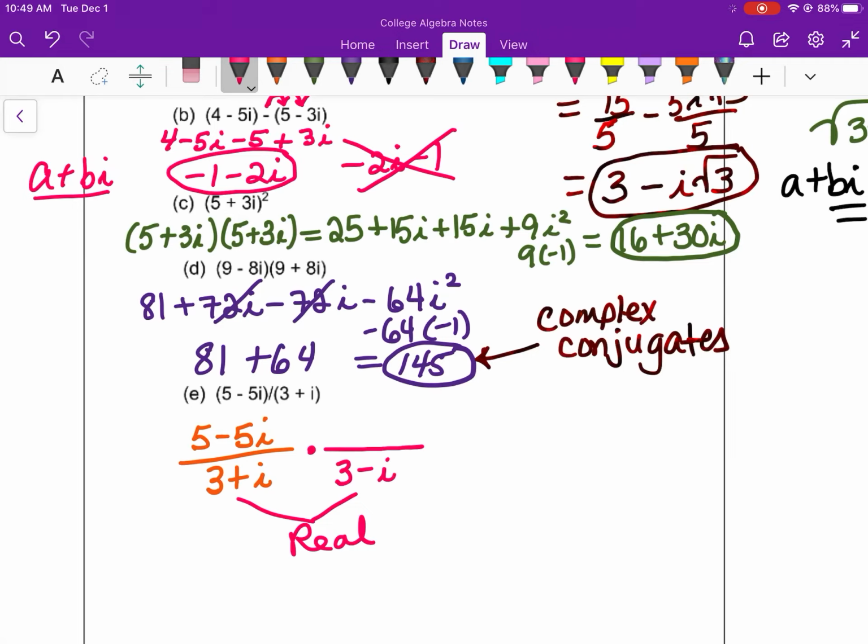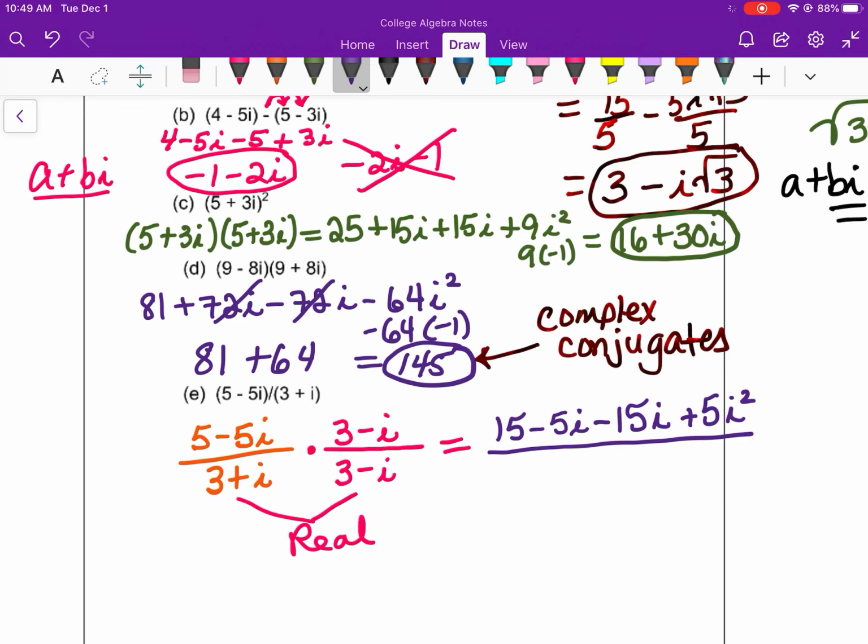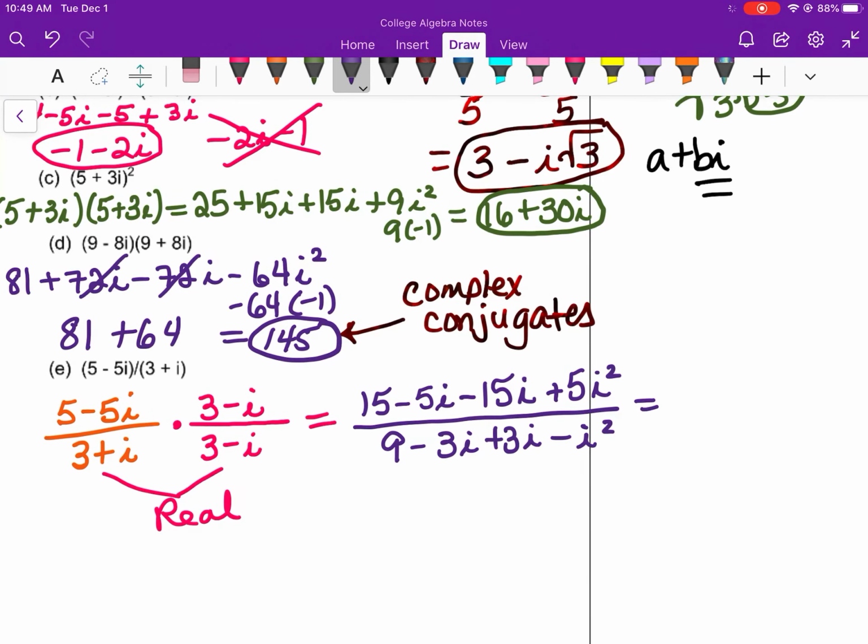If I divide by 3 minus i, I have to also multiply on the top by 3 minus i. On the top, I need to FOIL. So 15 minus 5i minus 15i plus 5i squared. All divided by, and then I can FOIL the bottom as well. 9 minus 3i plus 3i minus i squared. Remember, your i squared is -1, so this will become 10 minus 20i all over, and then 9 plus 1 would be 10.